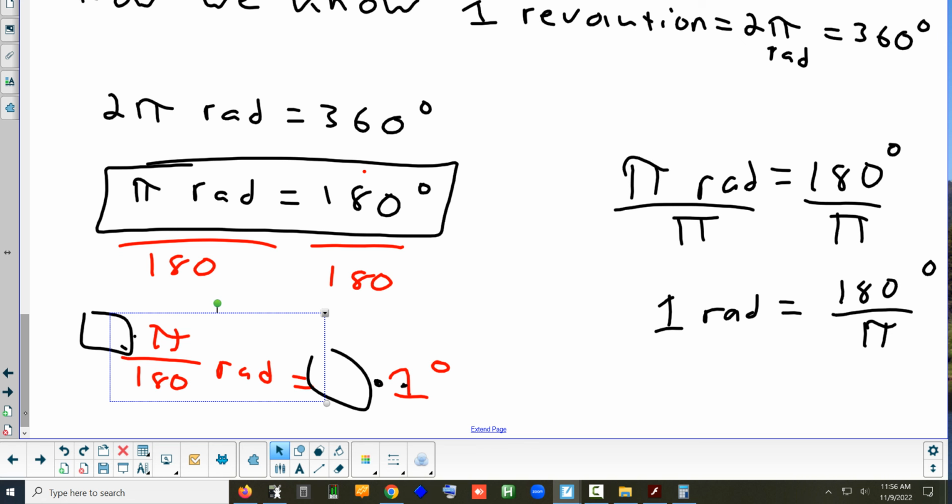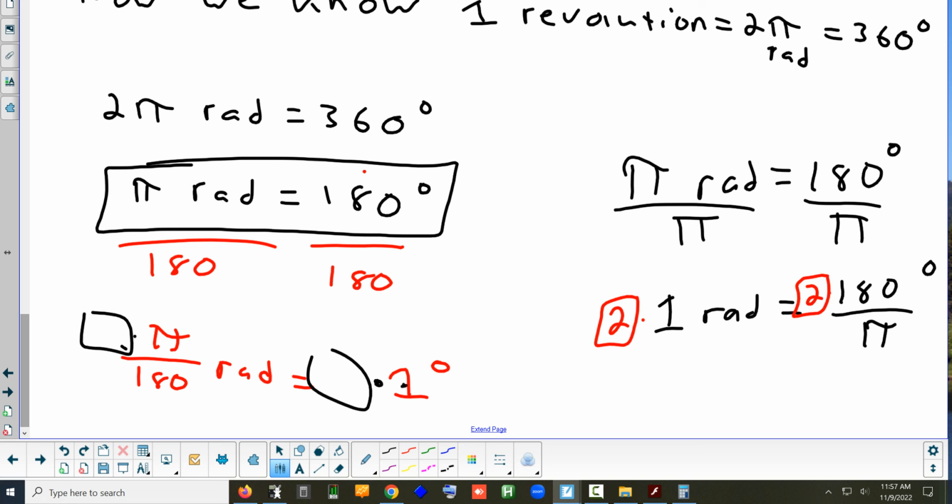What if I wanted to know how much 2 radians equals? How could I modify this equation? Multiply both sides by 2. Again, the point is not what's in the box, it's the pattern. To change a radian into a degree, you're going to multiply by what number? 180 and divide by pi.